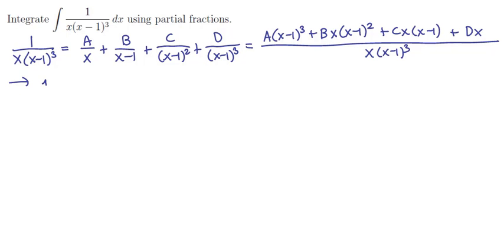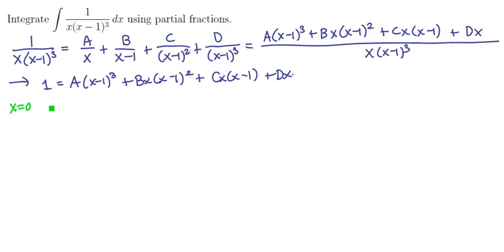Since the fractions are the same, we can equate their numerators to get 1 on the far left is equal to a times x minus 1 cubed plus b times x minus 1 squared plus c times x minus 1 plus d on the right. Now we just need to substitute x values. Let's try 0 first. We'd get 1 is equal to a times minus 1 cubed, and then the other terms vanish. That means that a is equal to negative 1, and we can make that replacement here.